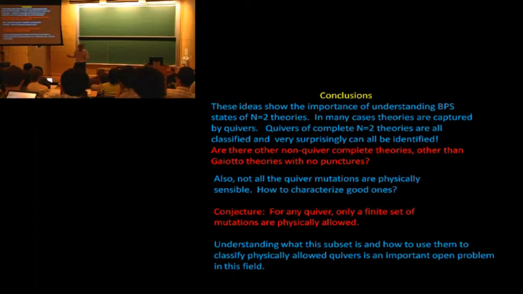but only very special ones are allowed, then we would be on our way to classify all N=2 theories which admit BPS quivers. And this would be a very powerful way of characterizing all theories in 4D with N=2. So this is an important open question that we need to figure out if we want to use these BPS quivers to classify all N=2 theories in 4 dimensions.